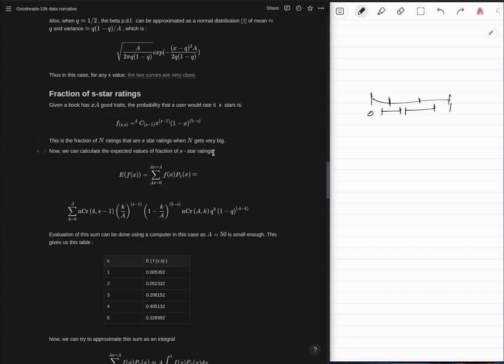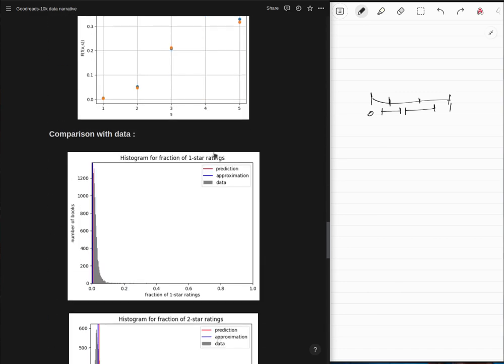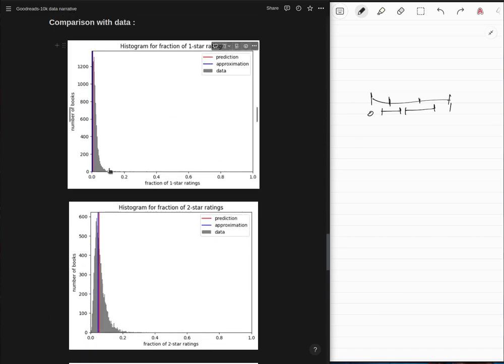What we want is the expected value of our fraction. How would I even say this? What's the expected value for the fraction of 1 star ratings, right? What do you expect? This is hard to explain without the distribution. So this is actually the distribution that I'm talking about. Just look at this and then you'll get a good feel of what I'm talking about.